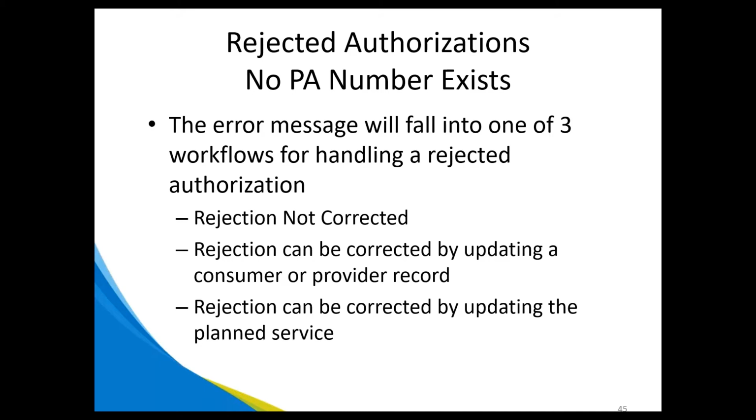The thing to keep in mind on our rejected authorizations is that there's not going to be a PA number. It was rejected. And so the error message that you're looking for will probably fall into one of three workflows. And we're going to go through those on how you handle those.